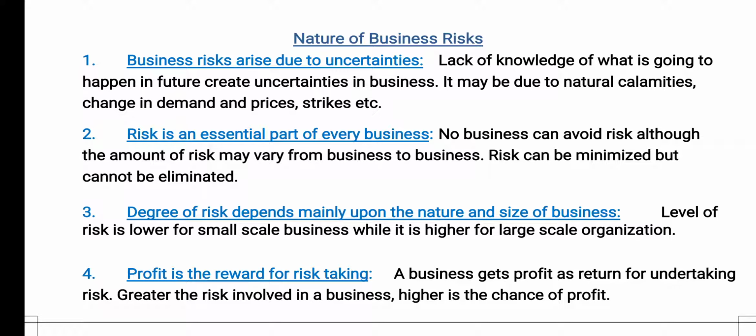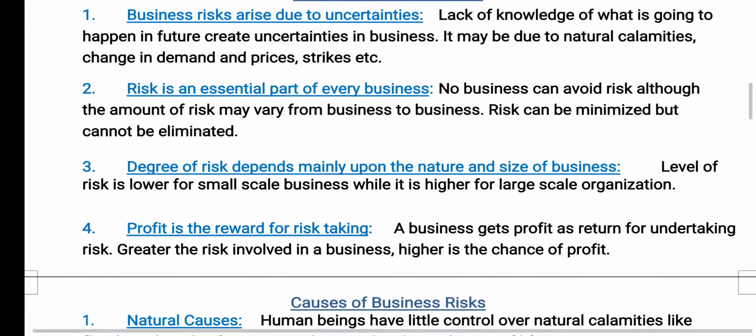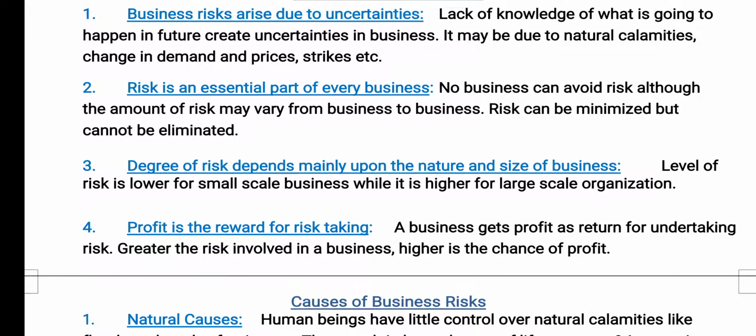Next, degree of risk depends mainly upon the nature and size of a business. So the level of risk is lower for small scale business while it is high for large scale production. So it says the degree of risk generally depends upon the business. For example, a business involved in fashion items bears more risk as compared to a business involved in standardized goods, because fashion is going to change in every era or every week or every year, but standardized goods are not going to change. Similarly, a business operating on a large scale bears more risk as compared to small scale business houses.